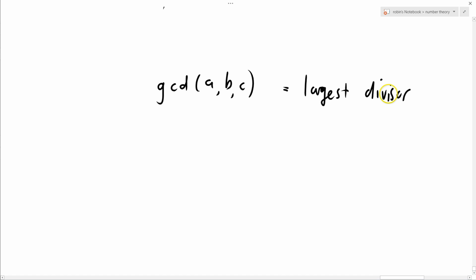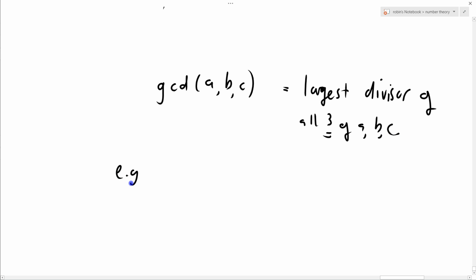Right, I'm going to talk about the greatest common divisor of more than two numbers. Let's take 3. And it's exactly the same: it equals the largest divisor of all three of A and B and C.